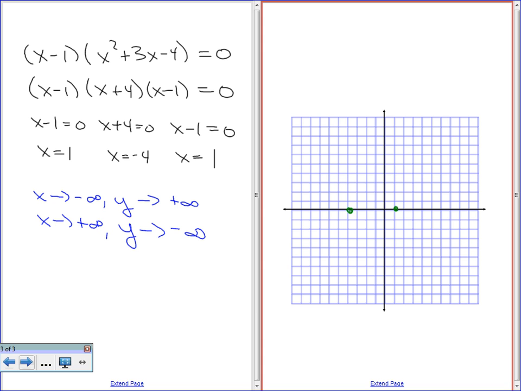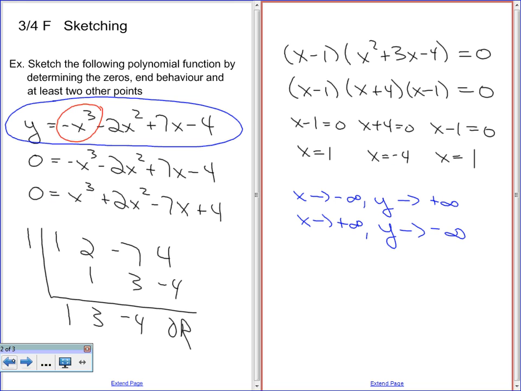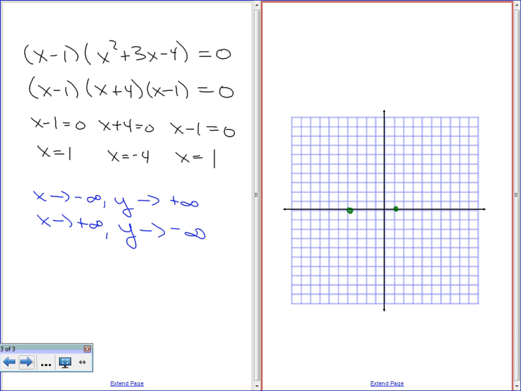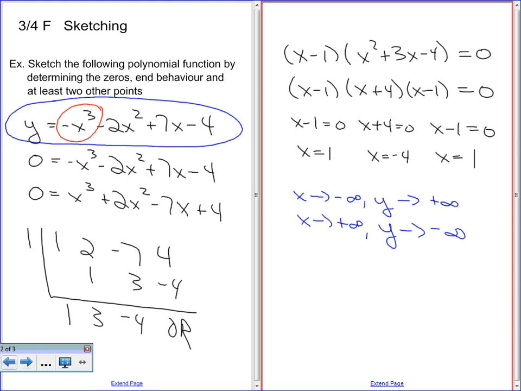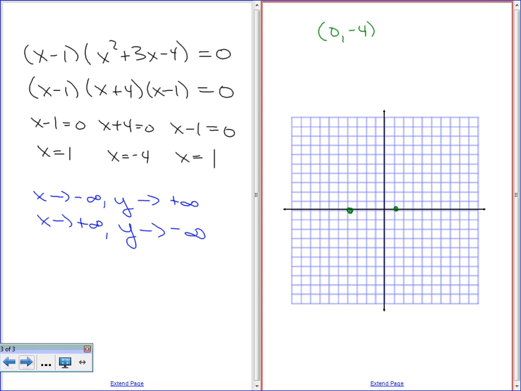So I want to pick a value in between here, and a nice value in between there is 0 because that's nice and easy. If I plug 0 into the original function, that becomes 0, that becomes 0, that becomes 0. So my first point on my function is 0 and negative 4. I went through that quickly. All I'm doing is picking a value for x, substituting it into the original function, and getting my answer. So I know the point 0 and negative 4 is on my function.